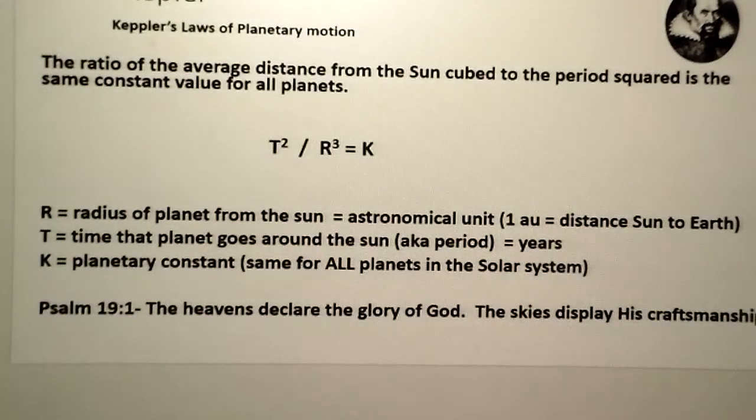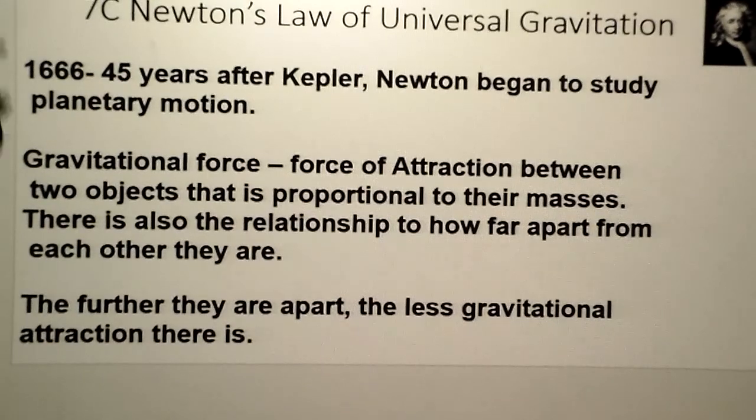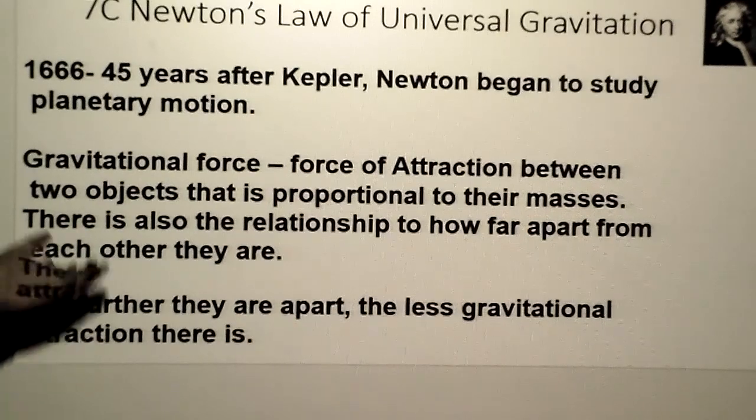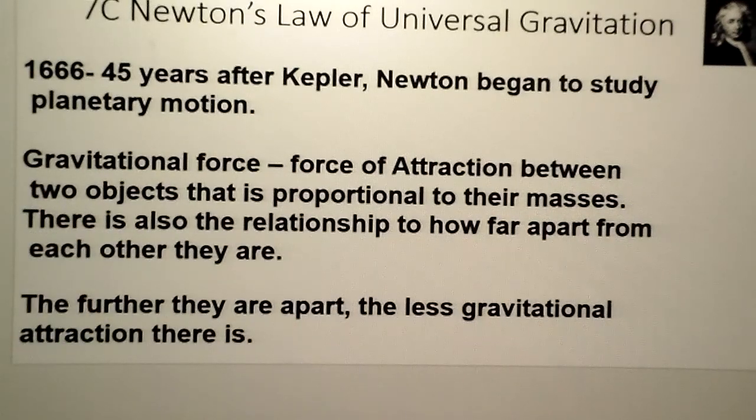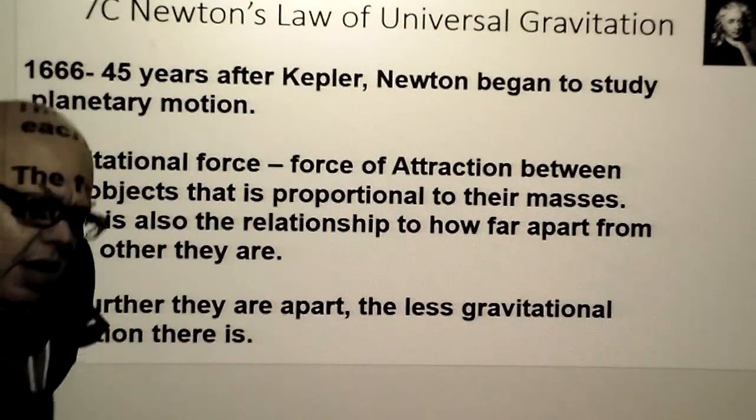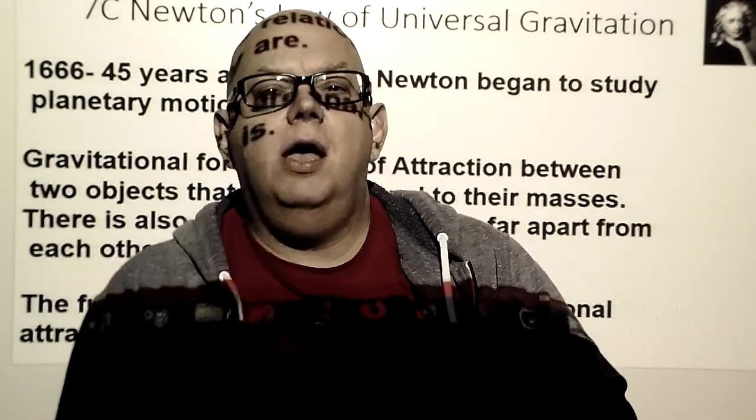All right, let's keep moving. So now we've got to talk about the law of universal gravitation. We've looked at the heliocentric and geocentric ideas of the solar system. We looked at Kepler's laws of planetary motion, and now we're looking at Newton and how he began to study planetary motion. There is something called a gravitational force, and that's the force of attraction between two objects that's proportional to their masses. There's also a relationship to how far apart they are. The further they are apart, the less gravitational attraction there is. But that also depends on how massive the object is.